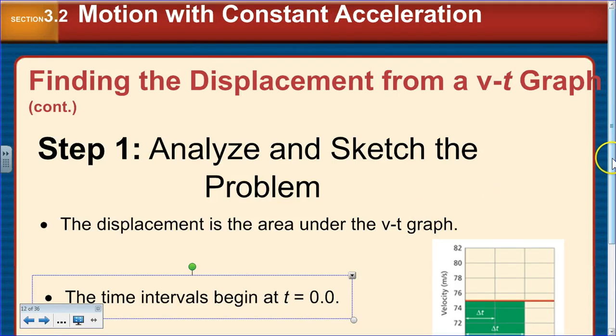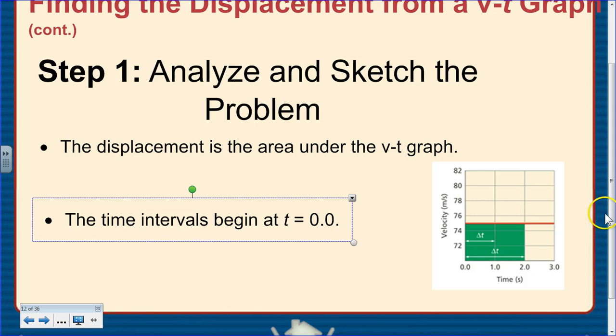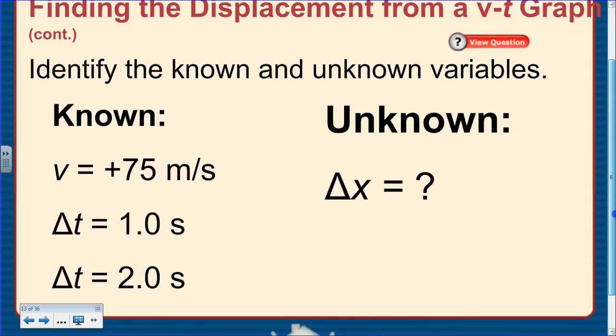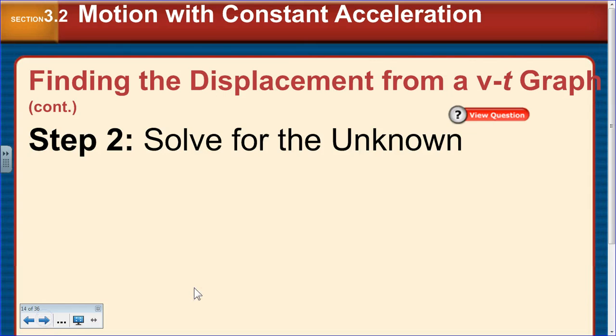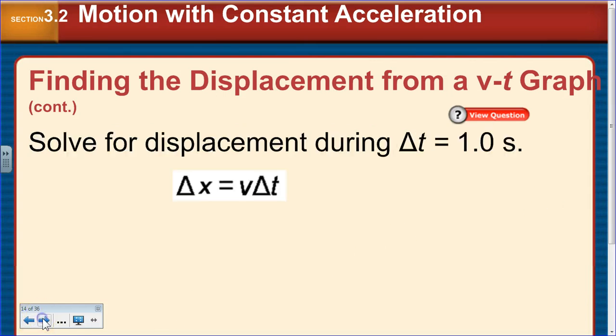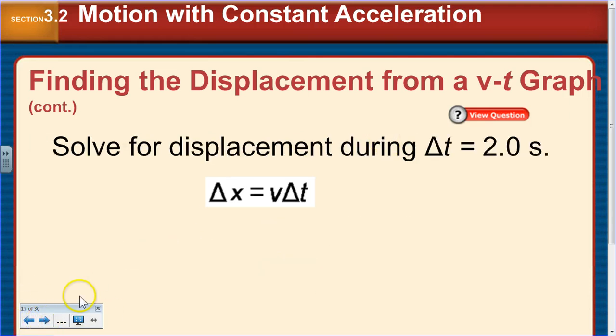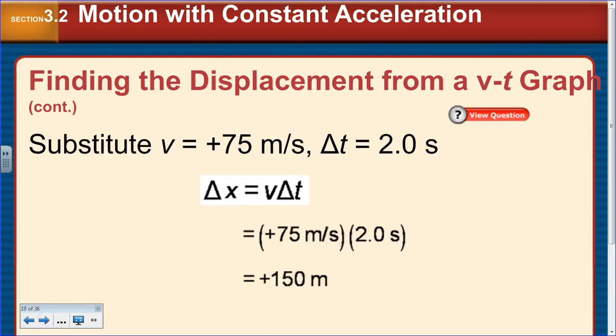We go through all the analysis. I'll let you read through this if you want; you could pause and read it. This is basically just showing you all the knowns and the unknowns, and then how to solve it. We're going to use an equation here, and we substitute in our values. The velocity is always 75, so for the first time interval of 1 second, we substitute in and get 75. The second time interval is 2 seconds, substitute that in, and we get 150.